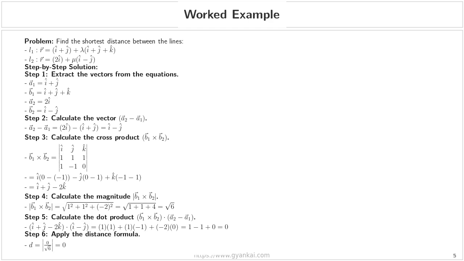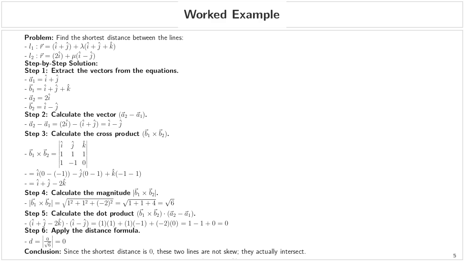Finally, in step 6, we apply our distance formula. We take the absolute value of 0 divided by the square root of 6, which simply results in a distance of 0. Now, look closely at this conclusion.